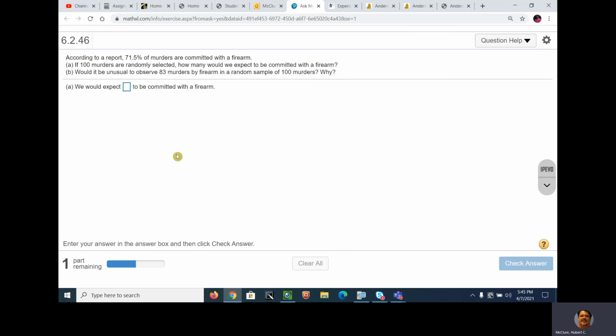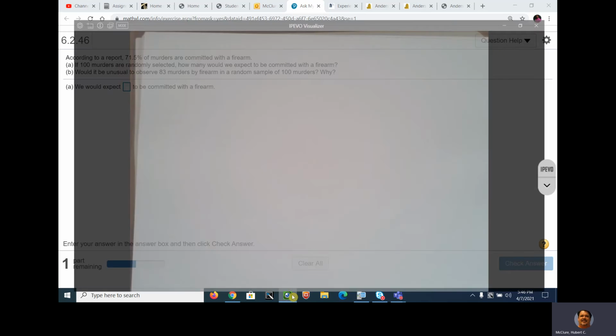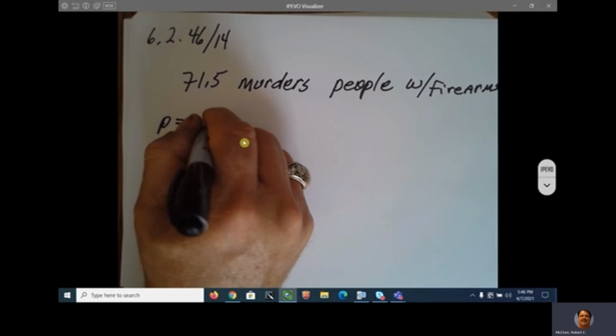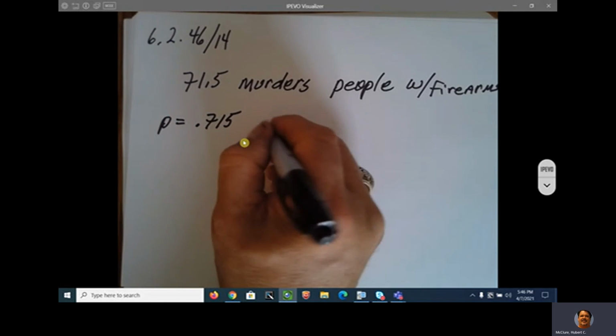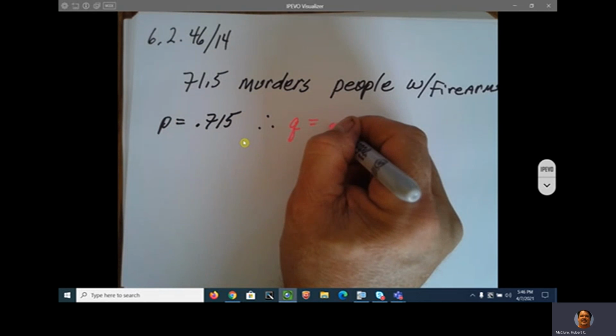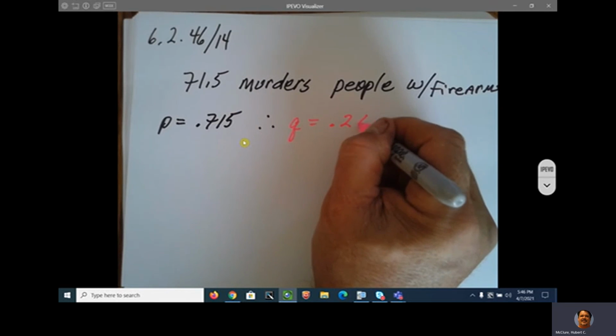According to a report, 71.5% of murders are committed by people with firearms. Okay, before we even start, I'm going to write probability of firearms is 0.715. Therefore, Q is equal to 0.285.